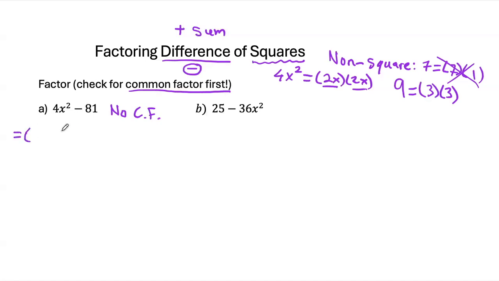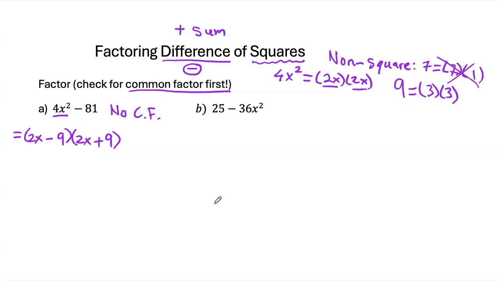There's a minus, so maybe this is a difference of squares. 4x squared, as I explained, is 2x times 2x. And then to get 81, I could do 9 times 9. So 81 is also a square. And then to get the minus here, to get negative 81, I need negative 9 times positive 9. So there is the factored form.